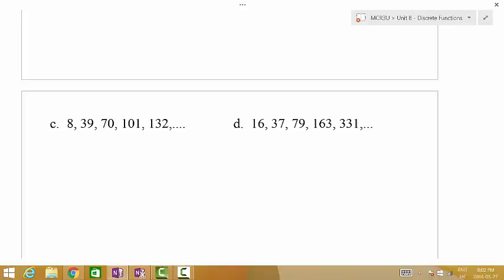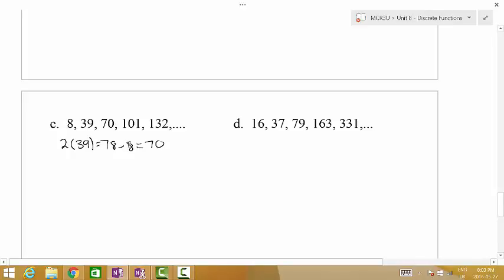Again, I would always start small, and so what I figured out was if we multiply 2 times 39, that gives us 78, and I'm going to look at the other term that came before it, which was the 8, and think about, can I use that to get to 70? I can. What I can do is subtract that term, which gives us 70. So again, that 39 was T2, that 8 was T1, 70 was T3.